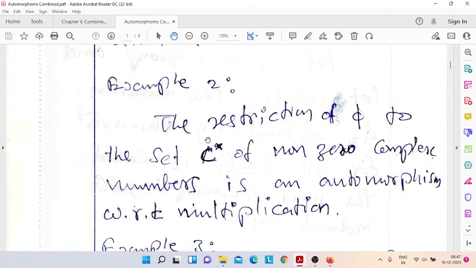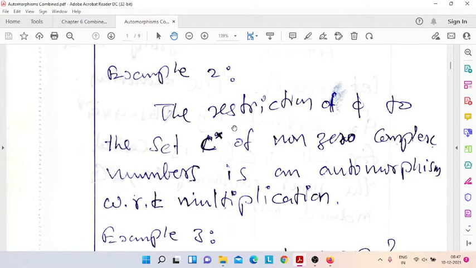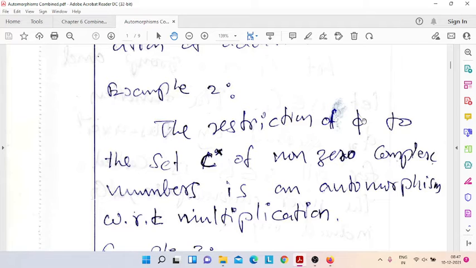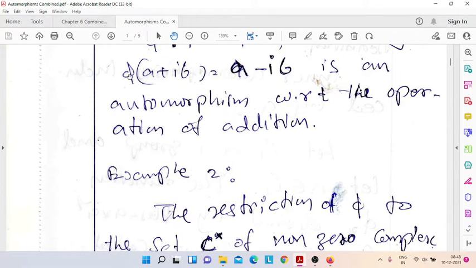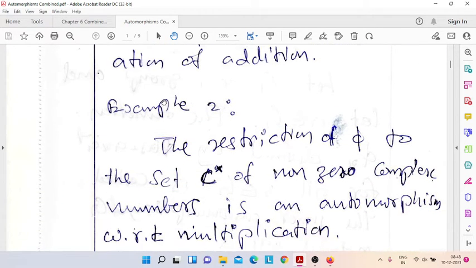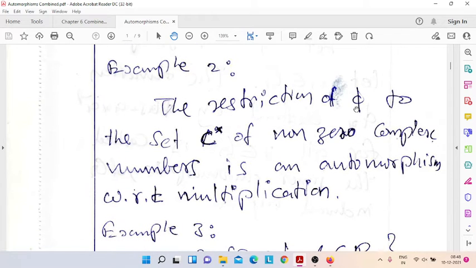Next example, we consider the restriction of phi to the set C star. Phi is the restriction of the isomorphism which was given in the previous example. That isomorphism is taken, and then its restriction is considered. It's a restriction on the set C star.